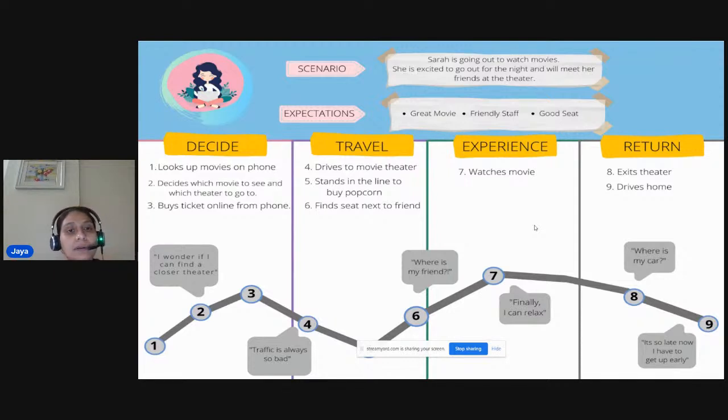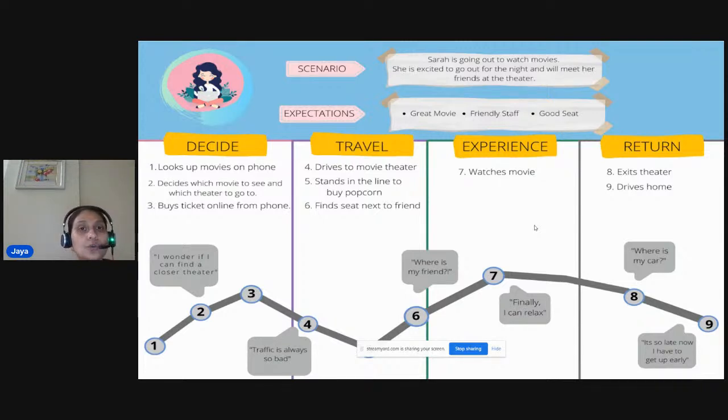The second point is travel. When we have decided these things, the travel part is that she should not waste her time traveling, because she is meeting her friends after a long time and wants to spend a lot of time with them rather than waiting in travel. And secondly, she doesn't want to waste time finding her friend. The moment she gets into the hall, she should meet her friend and have a good time there.